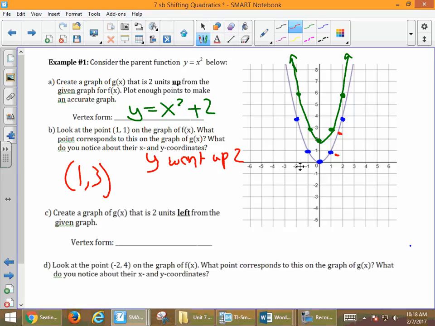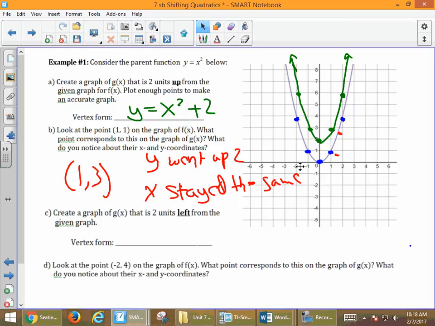What happened to the x's? Tiffany? So the x's stayed the same. And so when we shifted our graph up 2, we shifted all of our y coordinates just up 2, and that was our new quadratic. So all of our points, all the y's for them got shifted up, but the x's stayed the same.